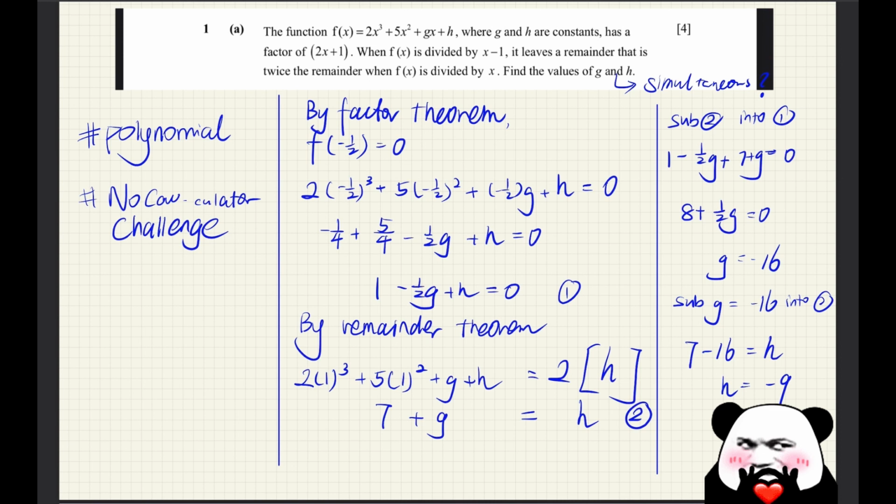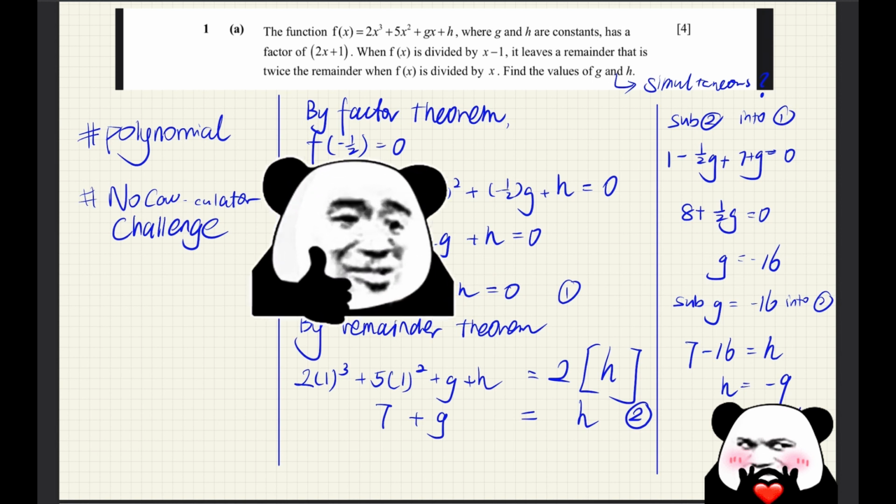Verify a little bit. Now we have 1 minus half plus negative half times negative 16, 1 plus 8 minus 9 equals 0. So our answers seem to be correct, and that would be for part 1.